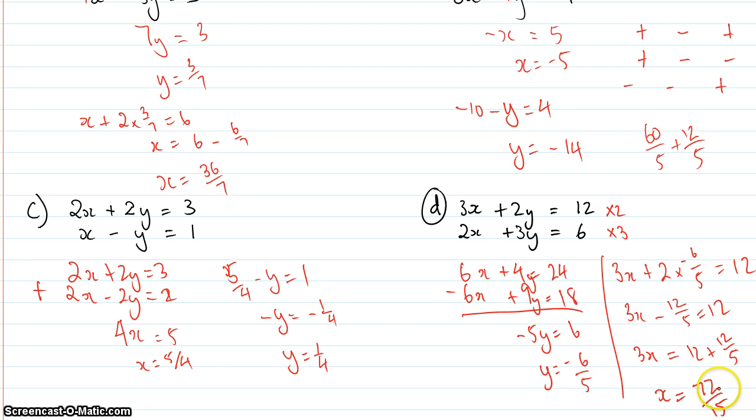Those of you who are watching very closely would have realised that this fraction here can cancel down to 24 over 5, and that will be the final answer, 24 over 5. So x is equal to that. That's the extra parts, the bonus features for this video.